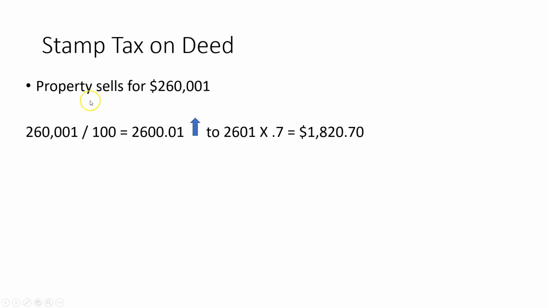Here's an example. A property sells for $260,000 and... $260,001. Well, we divide that out by 100, and $2,600 $100 bills wouldn't do it. We have to round it up to that 01 because there's just a little bit of a dollar bill left over. Therefore, that's the one we multiply out. It's going to be $18.20 and 70 cents.